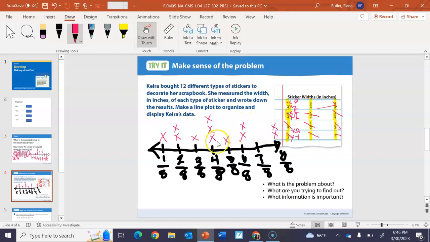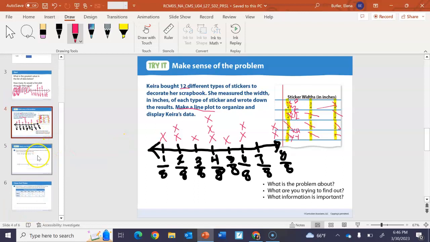So now I'm going to count all my X's to make sure I have 12, because if I don't have 12, that means I missed something. So 1, 2, 3, 4, 5, 6, 7, 8, 9, 10, 11, 12. All right, now that I have all 12, the goal of this assignment was to just make a line plot and organize the display. So I made a line plot and I organized her display. So now I can see what is the smallest sticker and what are the largest stickers. And the larger stickers are moving towards the right, while the smallest stickers are moving towards the left.